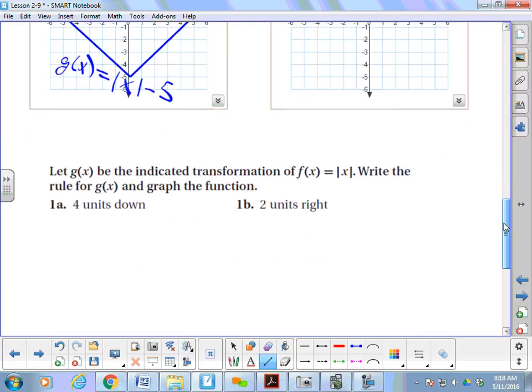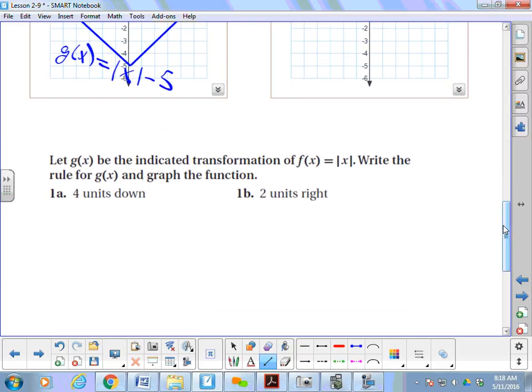All right, here I want you to just write the expression, okay? Don't graph it, all right? I want you to write what the new expression would be.